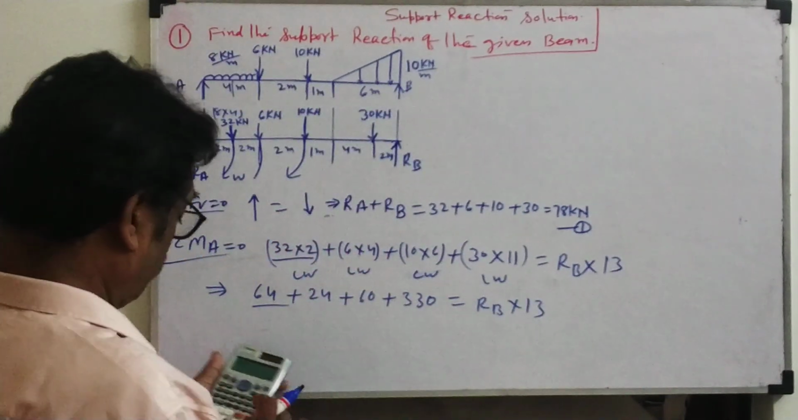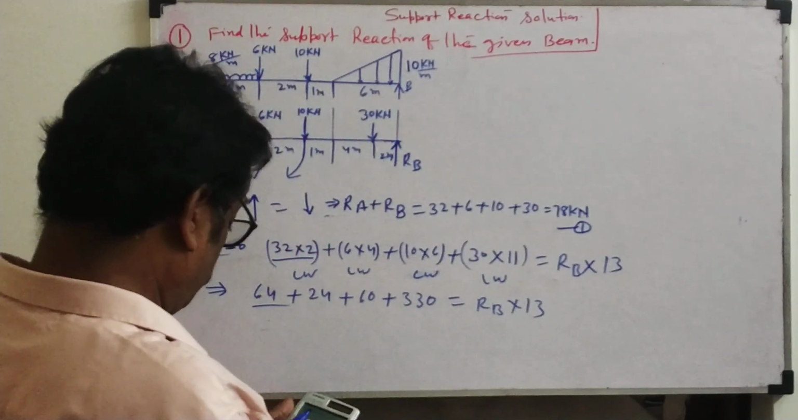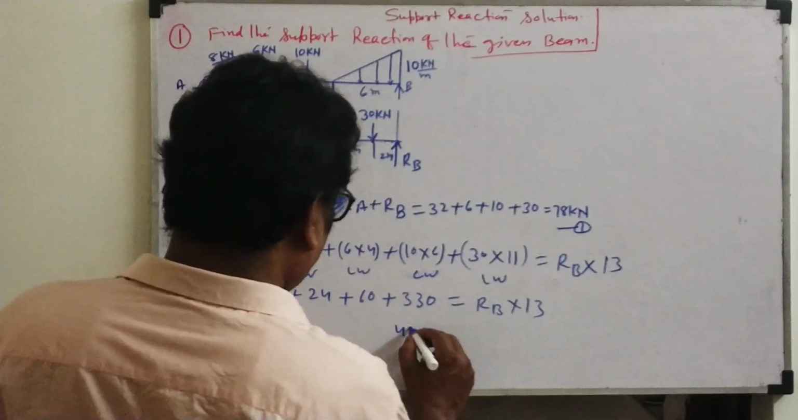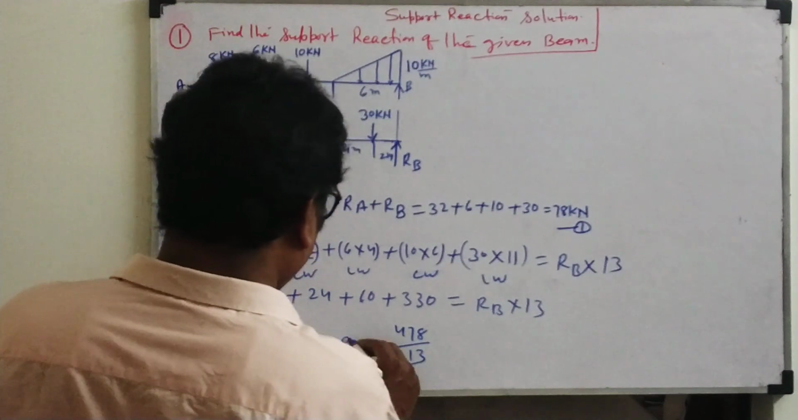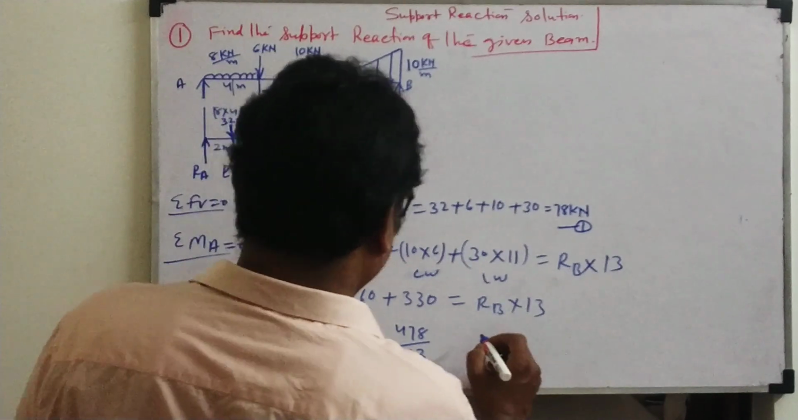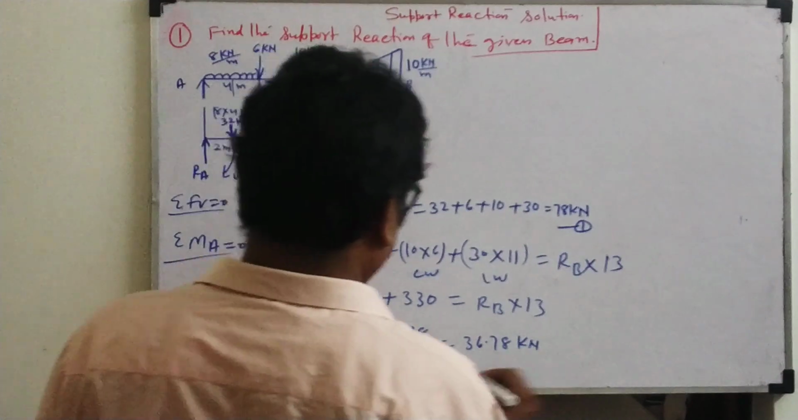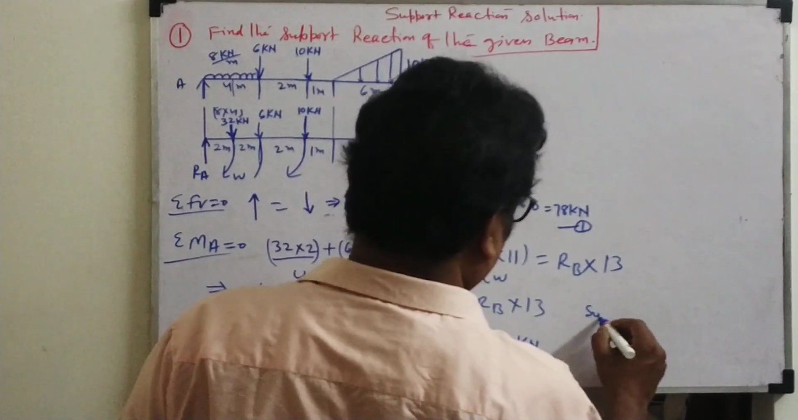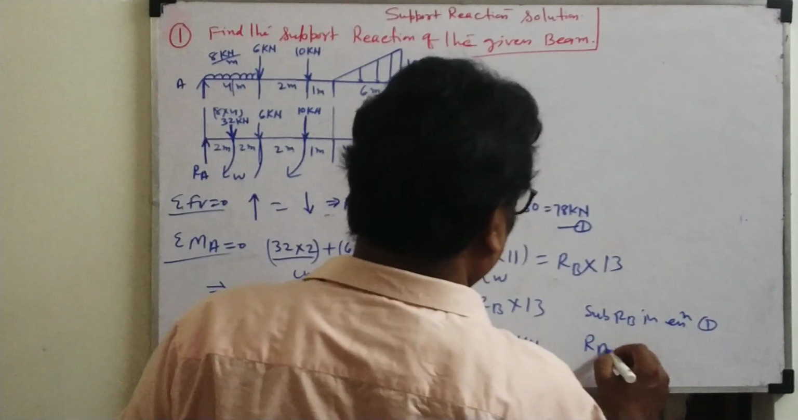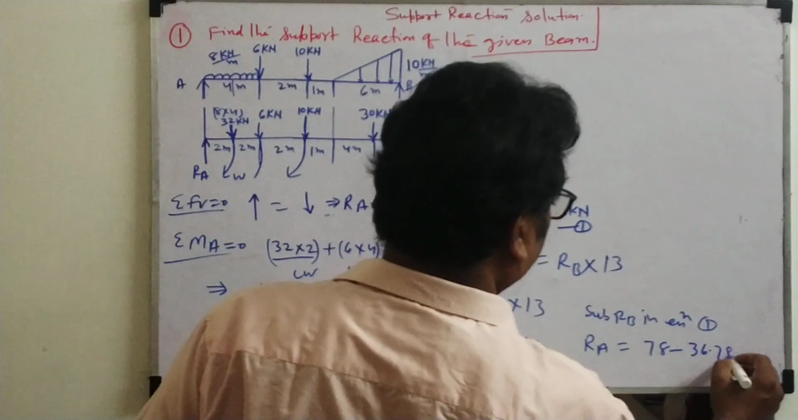Now you add the total: 60 plus 24 plus 64 plus 330 is coming 478. 478 divided by 13 is equal to RB, which is 36.78 kilonewton. Substitute this RB in equation 1. So RA will come 78 minus 36.78.